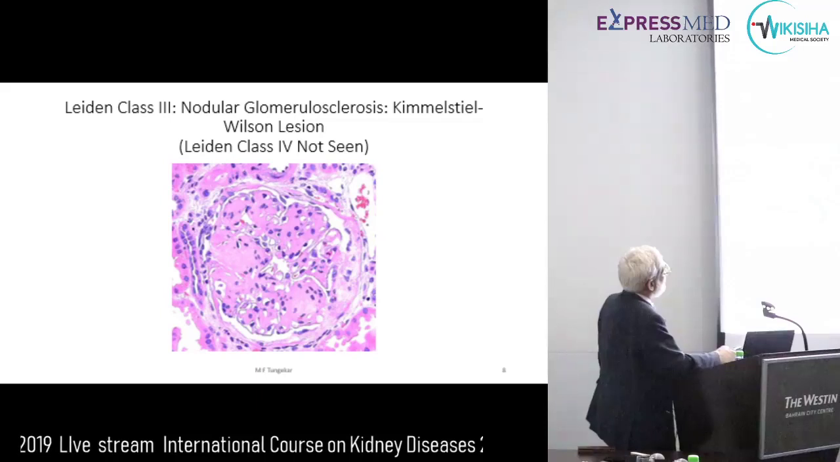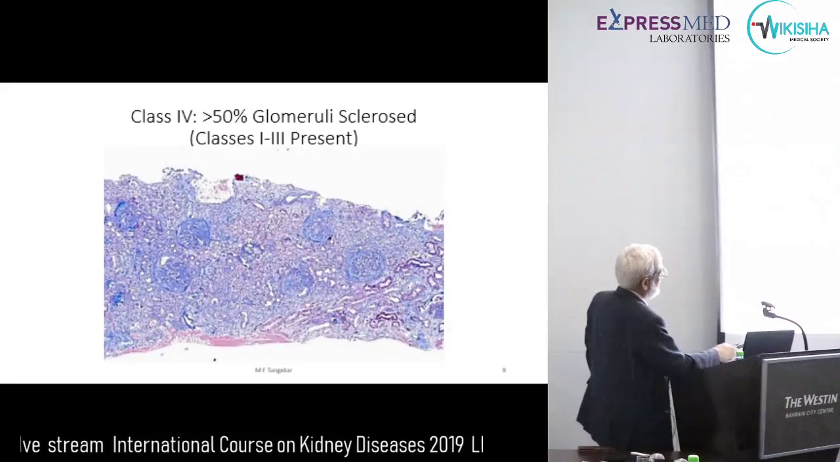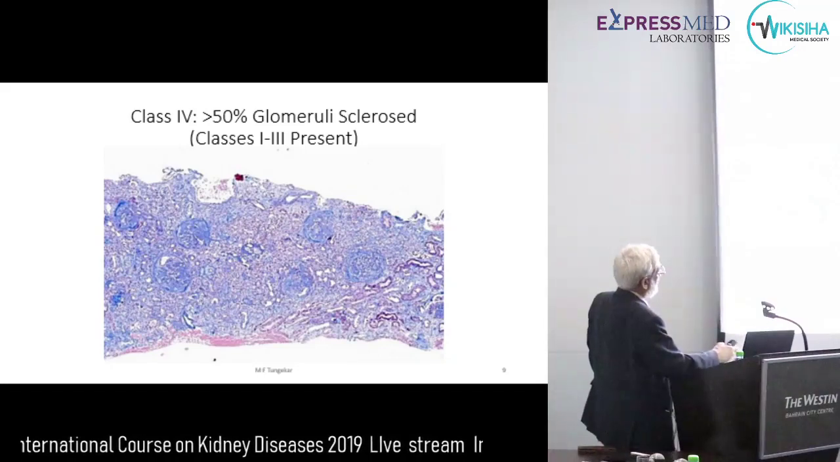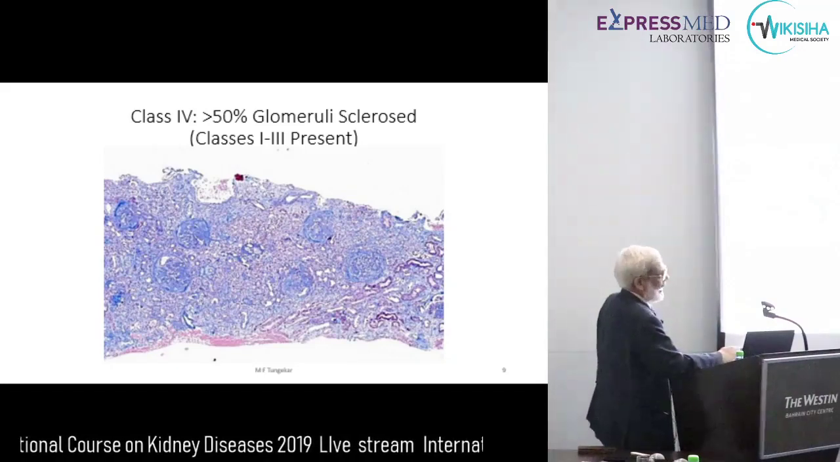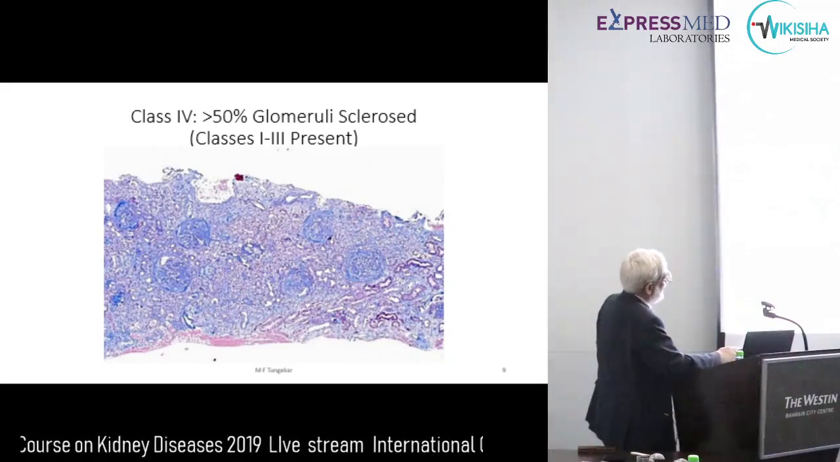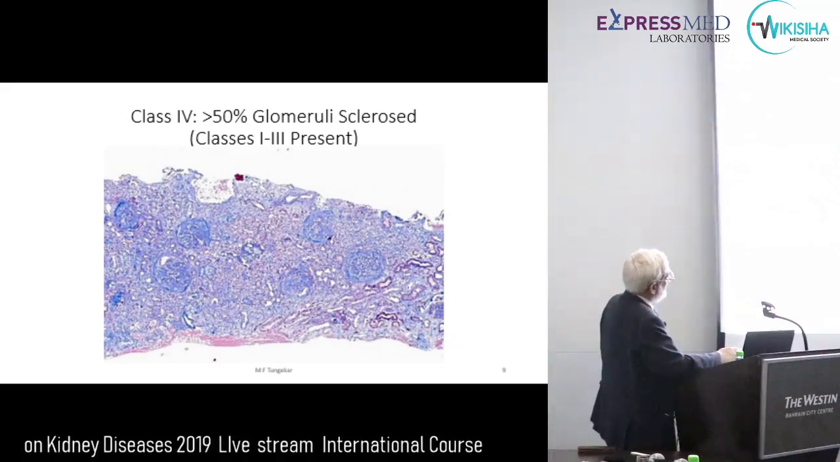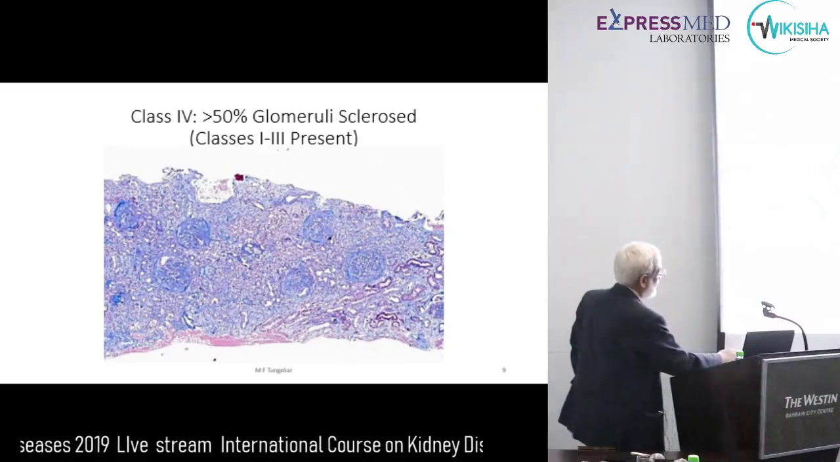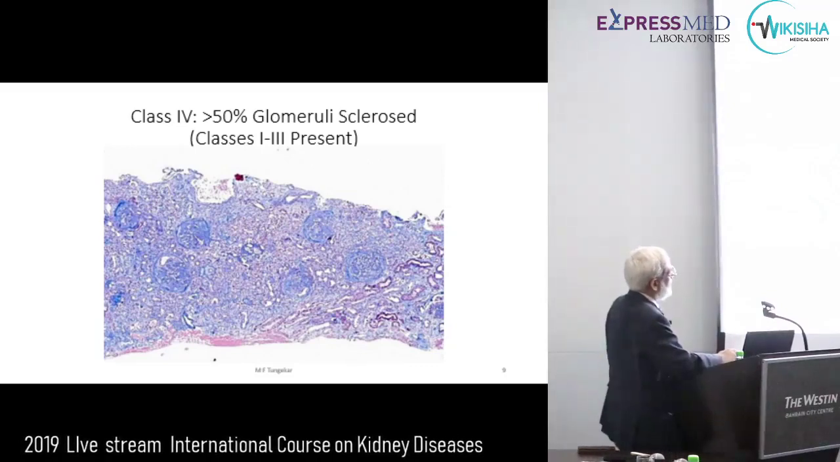And this is an example of class 4. You see nearly all the glomeruli, about 8 glomeruli I've seen here, all of them are globally sclerosed. So this is almost end-stage diabetic nephropathy, class 4. And in this particular biopsy, it also had areas of KW lesions.